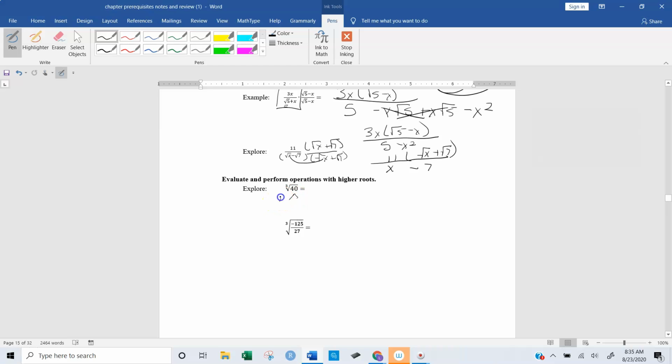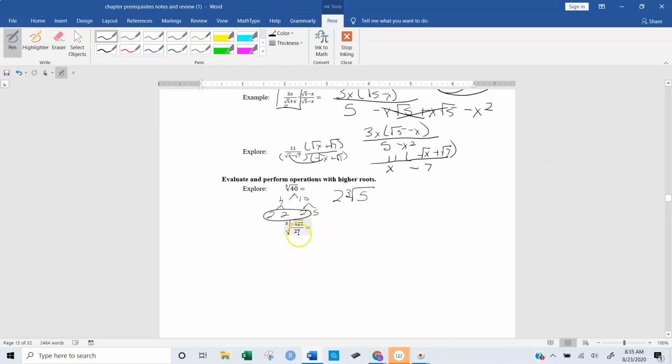So 40, you know, is 4 times 10. 4 is 2 times 2. 10 is 2 times 5. I have 2 cubed right here. Well, the cube root of 2 cubed is 2. And 5 does not have a cube root, so that goes here. If you do not put the 3 on this ledge, that stands for square root, and that is wrong. So do not forget your index.